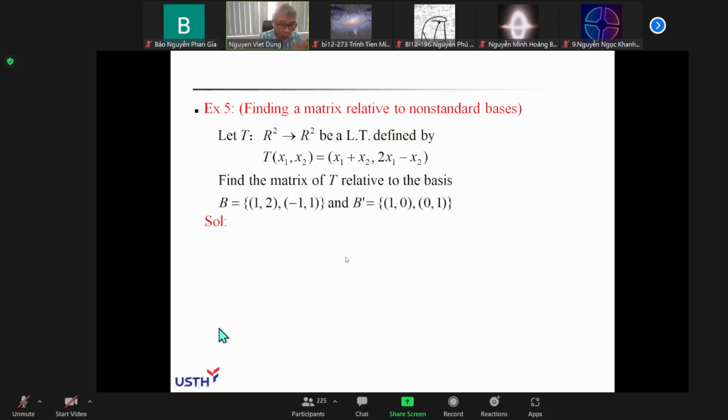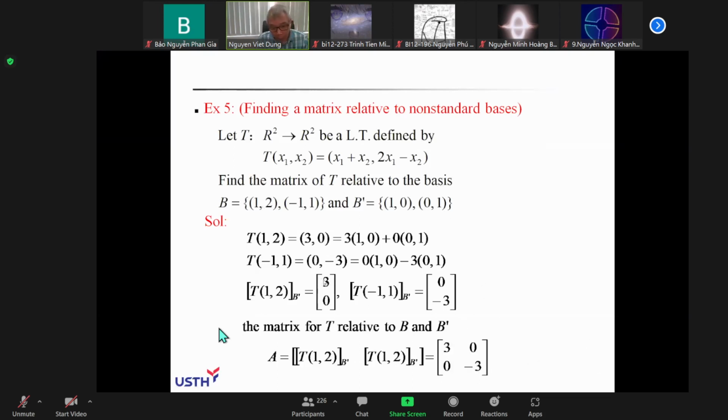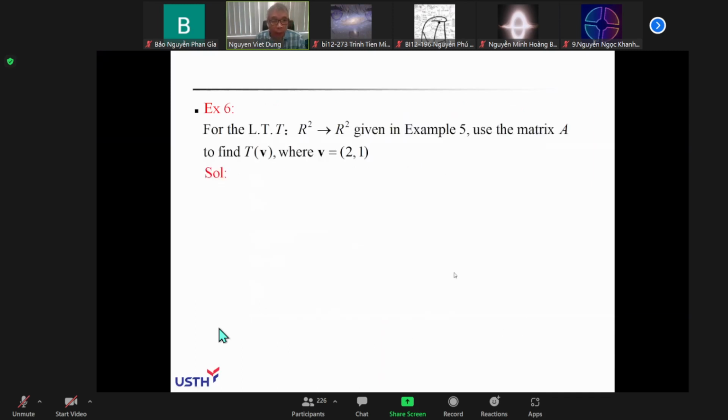We just follow the definition we did in the previous slide. We need to find T of the first vector in B and T of the second vector in B. We get that one. And after that, we express that in the basis B prime. We get that one. Or if we write it in columns, the first column, T of (1, 2), is here, and T of (-1, 1) is here. So putting them side by side, we get the matrix of T relative to the bases B and B prime. It is here.